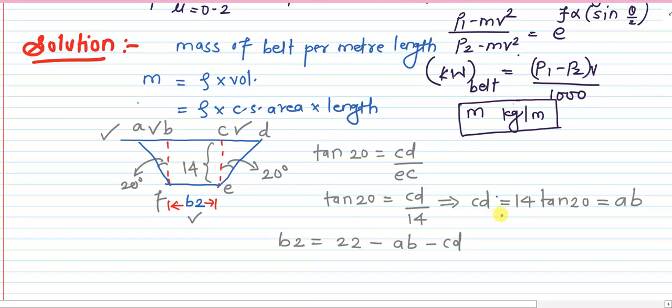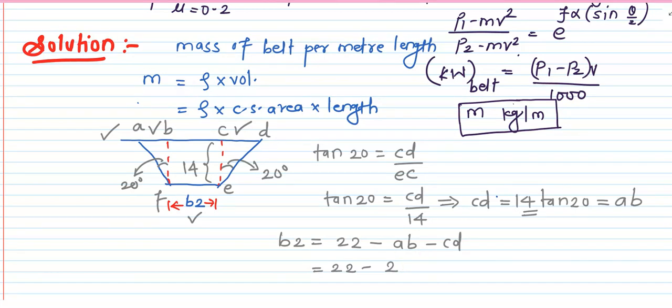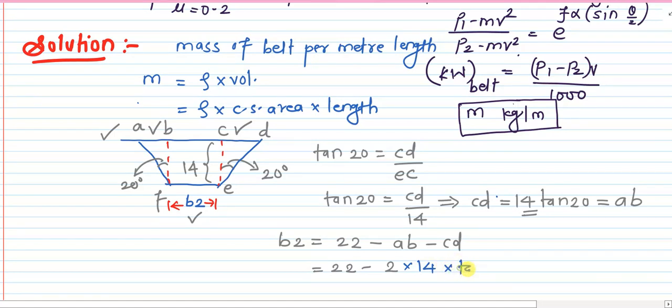As we have already deduced that AB and CD are equal to 14 tan of 20, I can directly write it as 22 minus 2 multiplied by 14 multiplied by tan of 20. You can calculate this in your calculator. It will come out to be 11.81 mm.